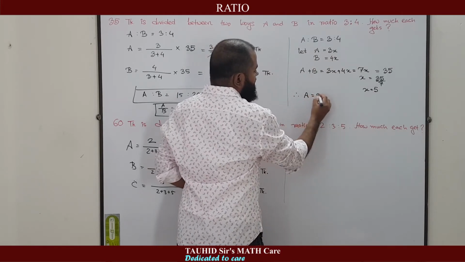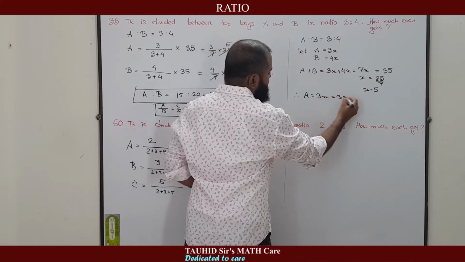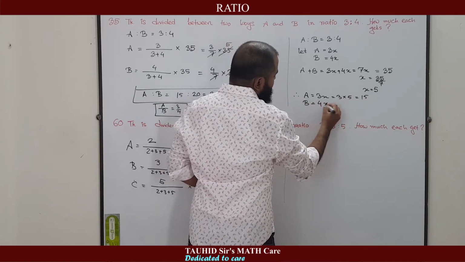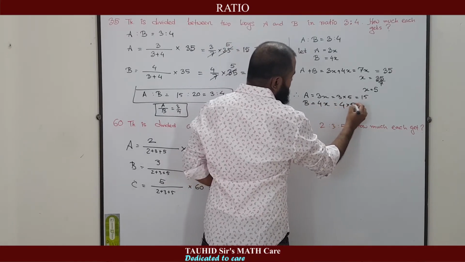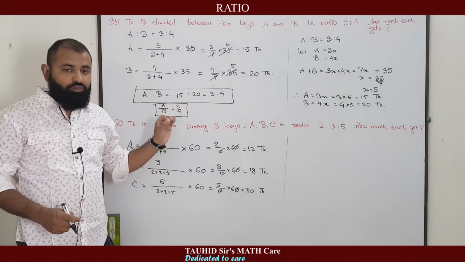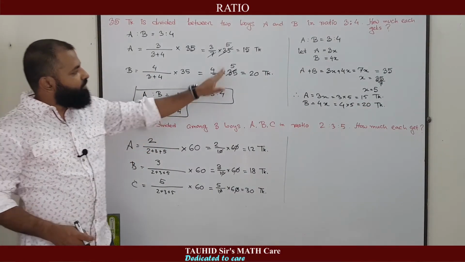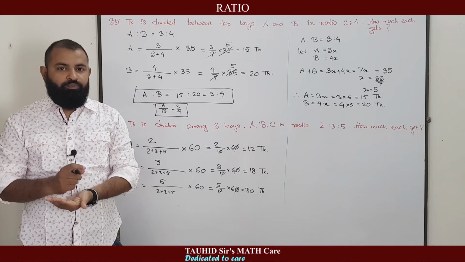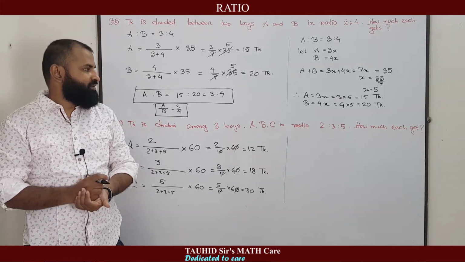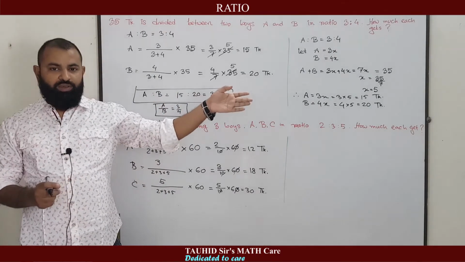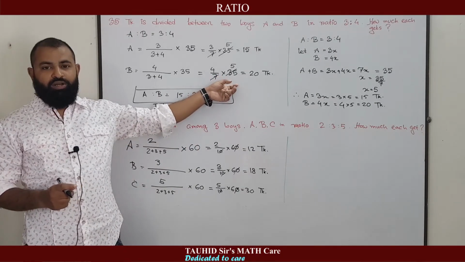Therefore A equals 3x, 3 into 5, that means 15. B equals 4x equals 4 into 5 equals 20. You can clearly see that the answer of question number 1 is the same for this process and that process. Both processes bring you the same answer. You can practice both or you can practice any one of them, but the first one is the shorter process.